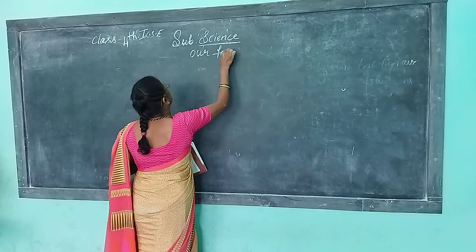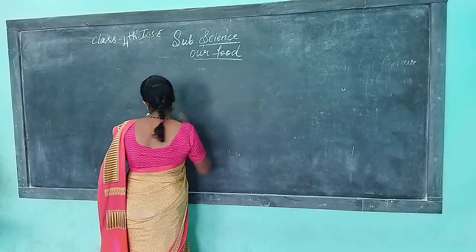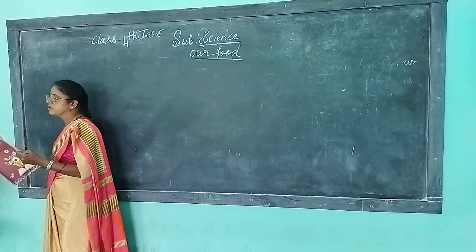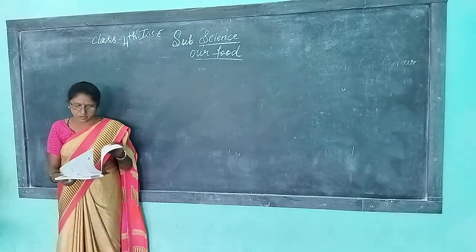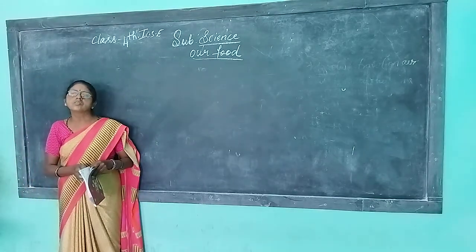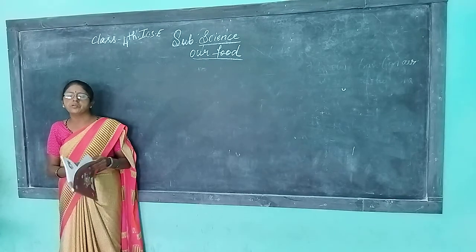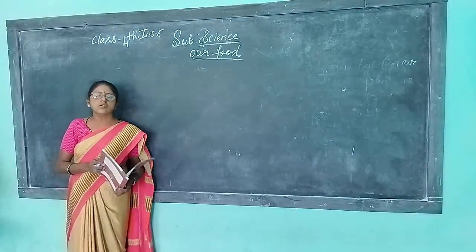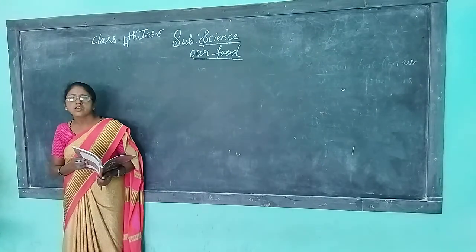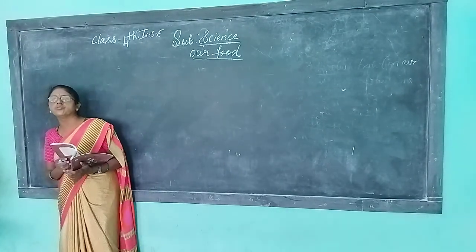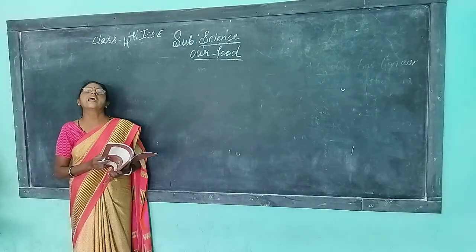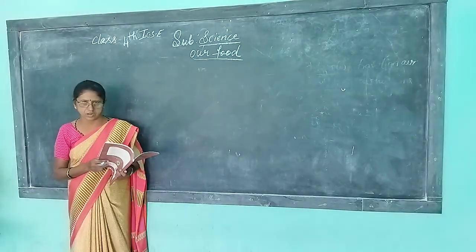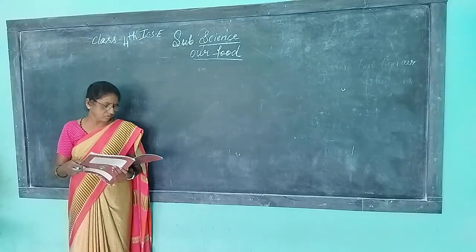Our food, I explained to you. So, what we must eat less and what we must eat more. We must eat less meat and more vegetables, less sugar and more fruits, less driving and more walking, less worry, more sleep, less anger, more laughter, love.